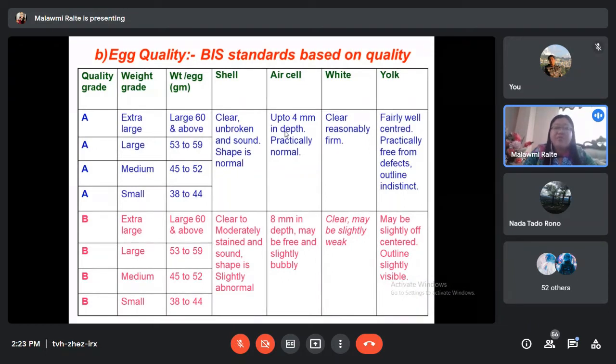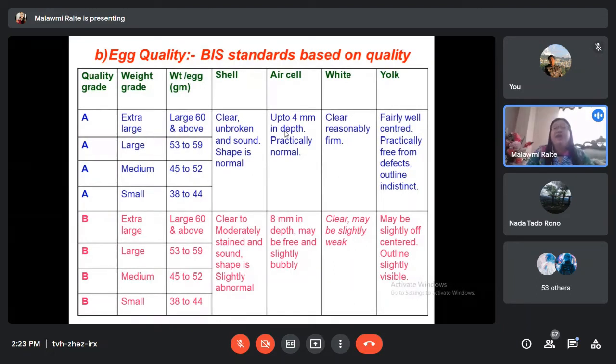But in the case of grade A, which we consider chicken egg grade A, the shell will be clear, unbroken, and sound, and the shape is normal. And the air cell is up to 4 millimeter in depth, and practically it is normal. And the white part, the albumin part, is reasonably firm. And the yolk is fairly well centered, practically free from defects, outline indistinct.